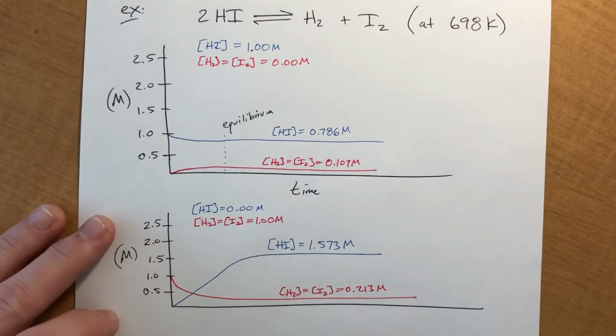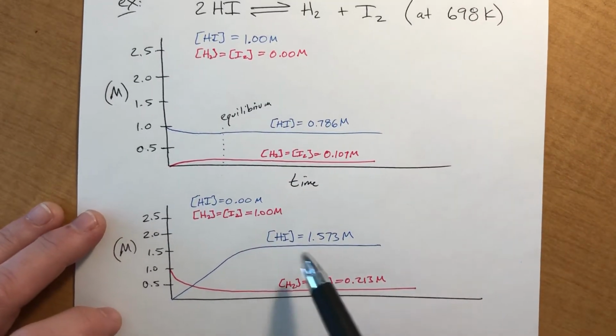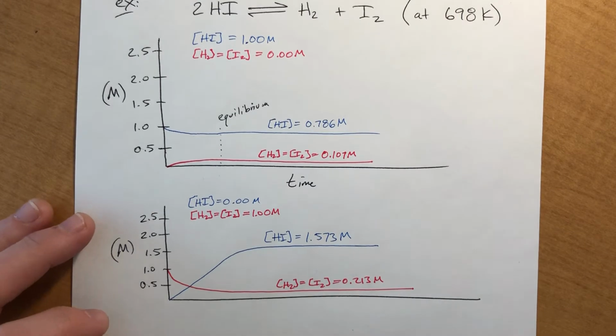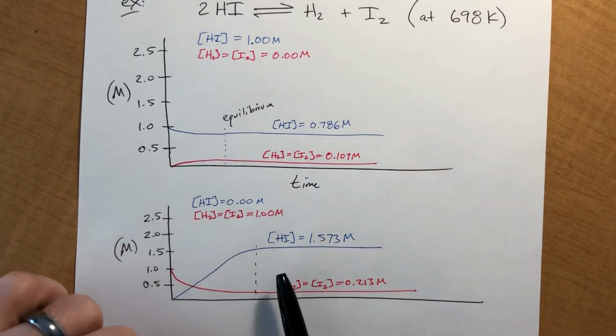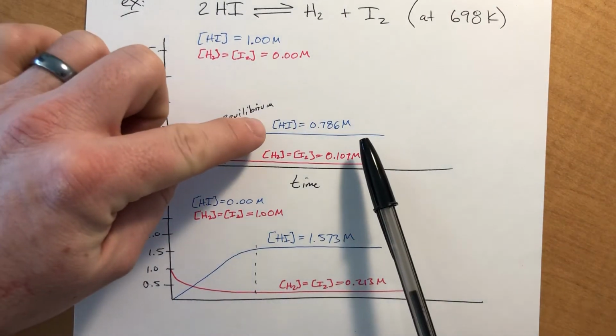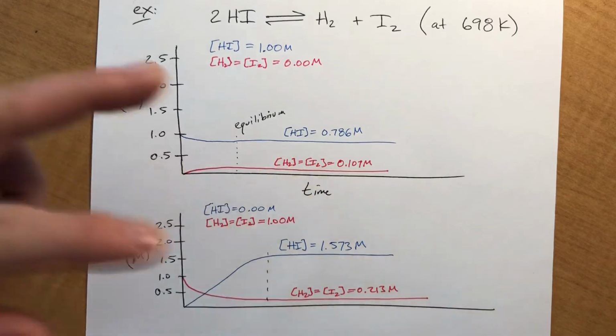So what we're seeing for this is no matter whether we start with only reactants or only products, we still seem to end up at some point hitting equilibrium. It doesn't really matter where it is time-wise. But what we see is that we always end up with a lot more of the HI than we do of the products for this particular reaction.